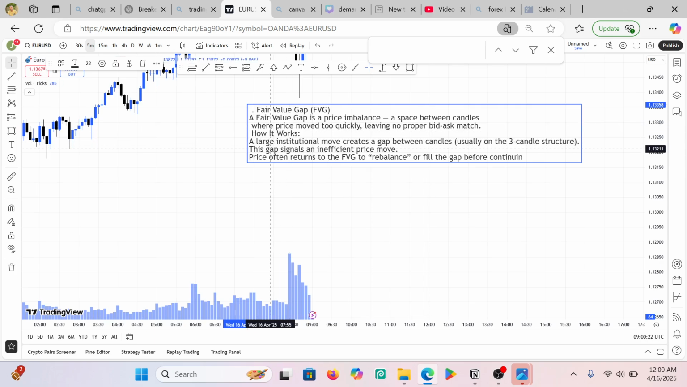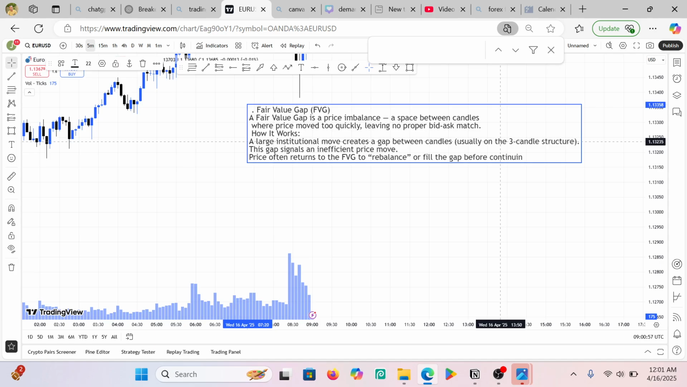How does it work? A large institution's moves create gaps between candlesticks, usually on the three candlestick structure. When identifying a fair value gap, please avoid the colors. The color of the candlestick does not matter. Most people make mistakes by identifying the color of the candlesticks. No, please, the color of the candlestick does not matter when you are identifying a fair value gap.